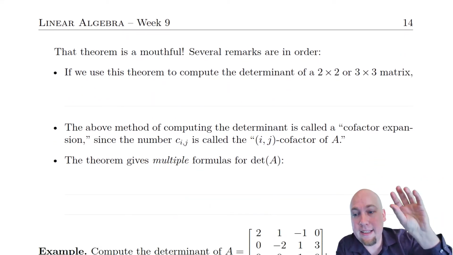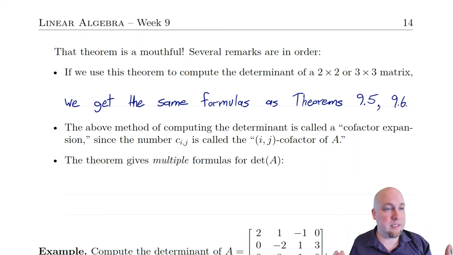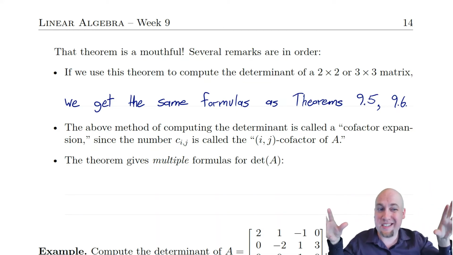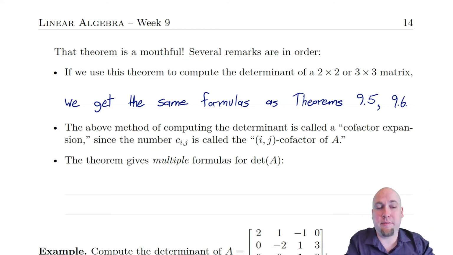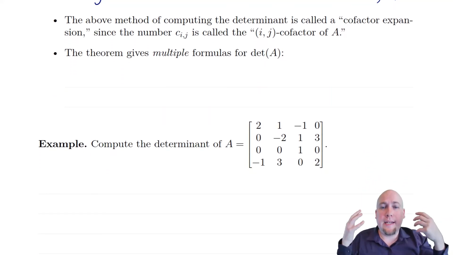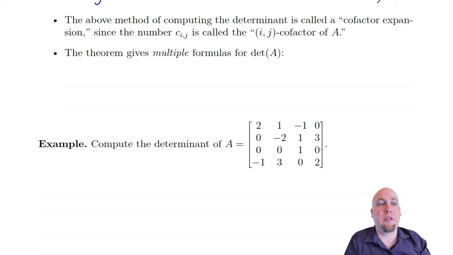If you apply this theorem to 2 by 2 or 3 by 3 matrices, you get exactly the formulas for 2 by 2 or 3 by 3 matrices that we talked about earlier. But this theorem can also be used to get explicit formulas for larger matrices, and we'll talk about that in a moment. This theorem is called a cofactor expansion because these numbers Cij are called the ij cofactor of A.